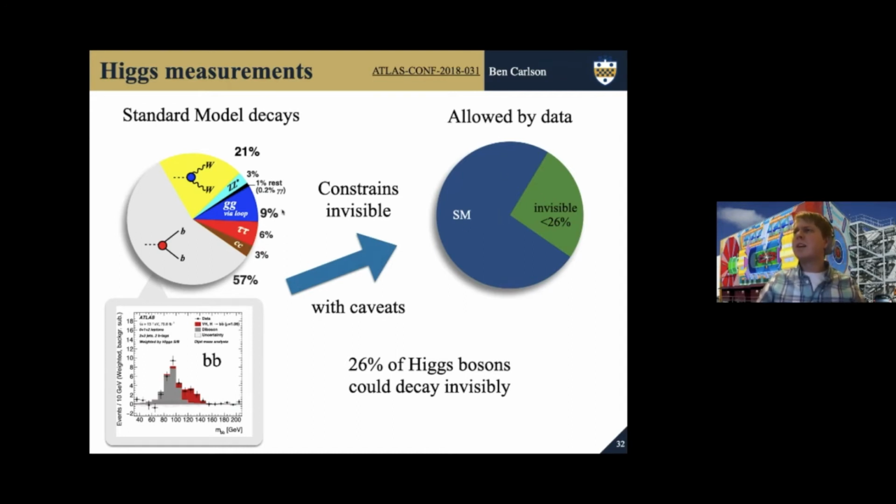This does come with some caveats in terms of how you do this analysis. It also is a little bit more general than just invisible. It could be a process that's not standard model, and not invisible. So it's a very general statement that up to about a quarter of the Higgs decays could be doing something that's not standard model at all, and it would be completely consistent with the data that we have.